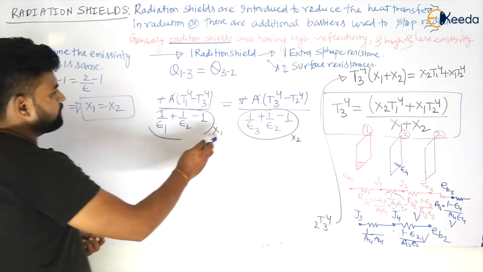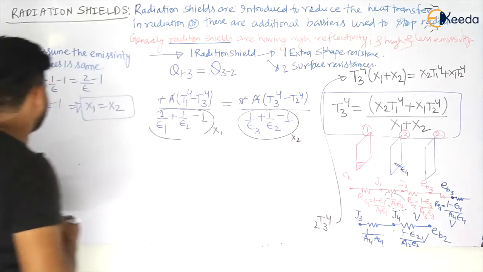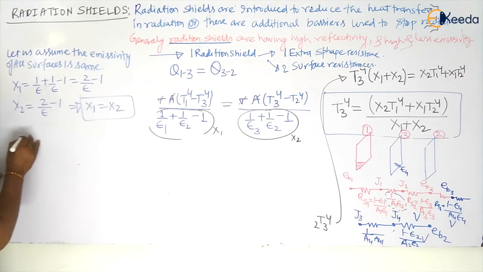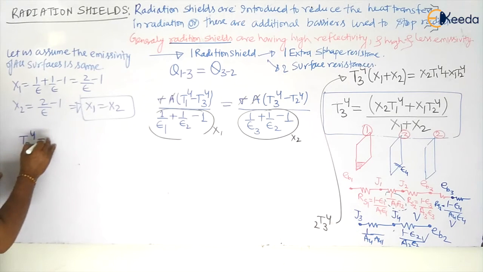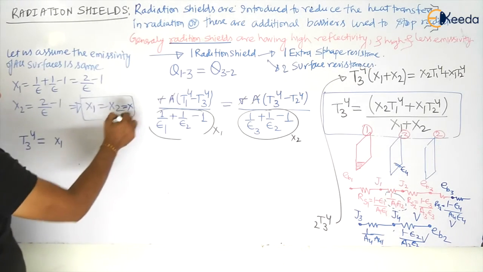Now let us see. When x1 becomes equal to x2, I will have the value of T3. So what will be the value of T3 to the power 4? x1 and x2 are equal, so I will take x1 equal to x2, which is the same. Let us take it equal to x.